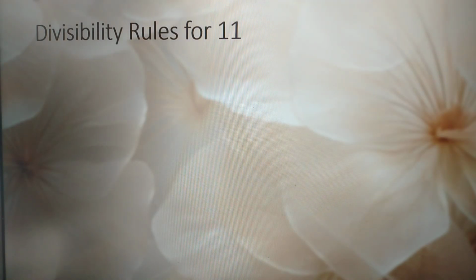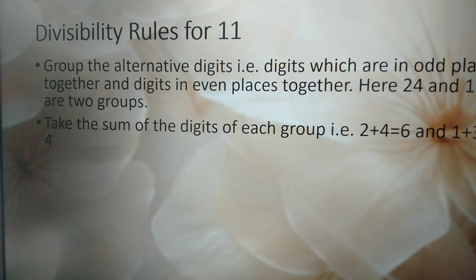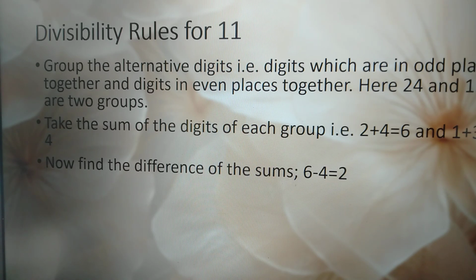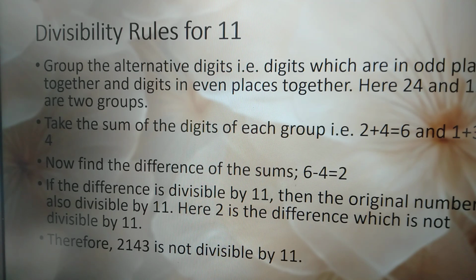The divisibility rule for 11 is to group the alternate digits which are in odd places together and the digits in even places together. Here, 24 and 13 are two groups. Take the sum of the digits of each group: 2 plus 4 equals 6, and 1 plus 3 equals 4. Now find the difference. 6 minus 4 equals 2. If the difference is divisible by 11, then the original number is also divisible by 11. Here 2 is the difference, which is not divisible by 11. Therefore, 1043 is not divisible by 11.